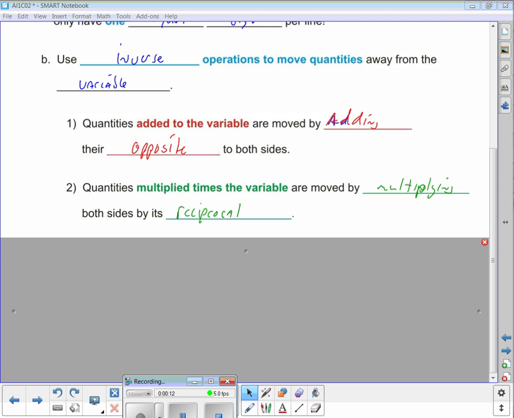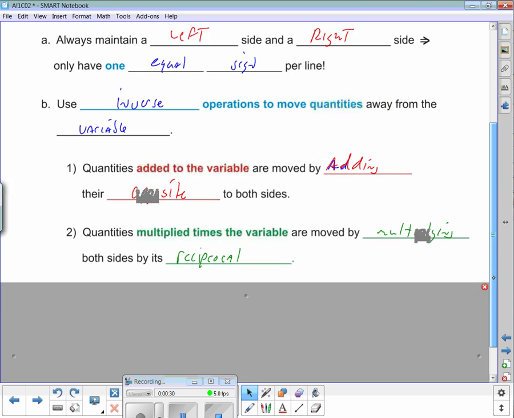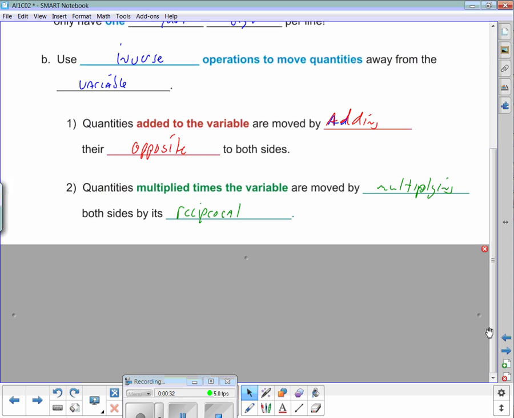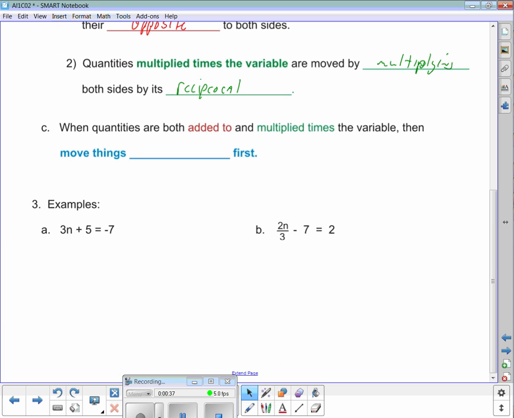We would hope. All right, so real quick recap, good mechanics. Isolate the variable, right? Get the variable all by itself on one side of the equal sign. Always maintain a left and right side. Should only be one equal sign per line. It's good mechanics. Use inverse operations to move things, right? Things added to the variable, move by adding their opposite to both sides. Things multiplied times the variable, move by multiplying both sides by the reciprocal.